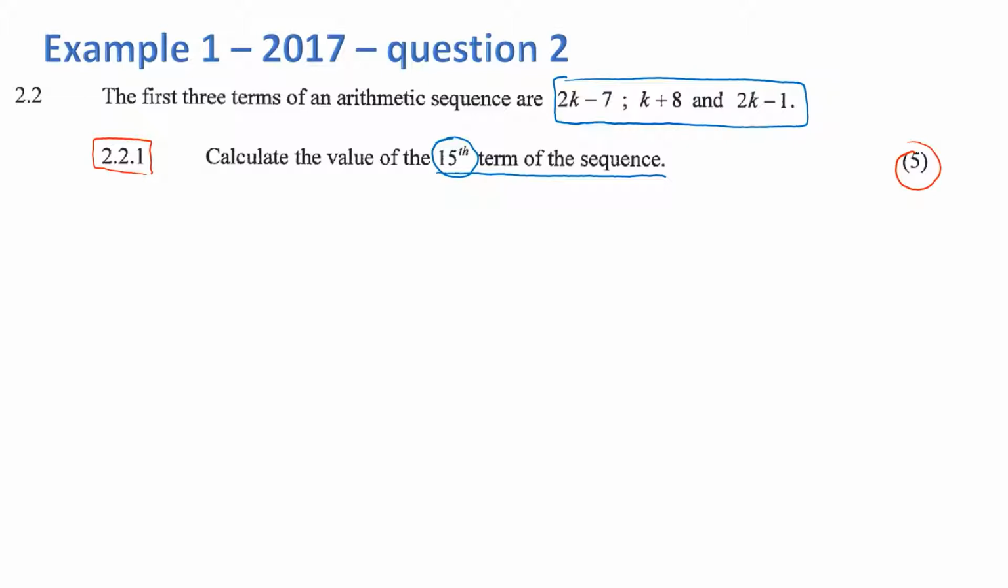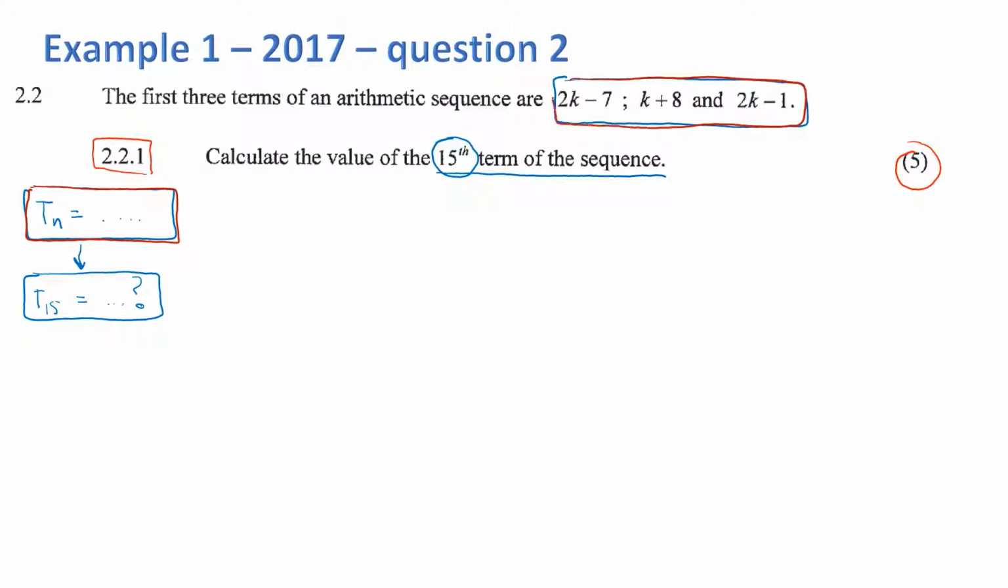Well, I would guess that we need some kind of generic term, right? So that we can just put in the value of n as 15 and compute the value. So our first task is to come up with a generic formula for this sequence. Cool. We're going to start off by doing that. Let's see what we possibly could need.